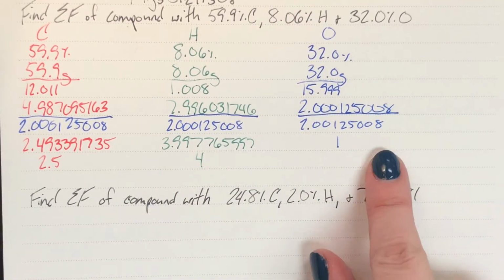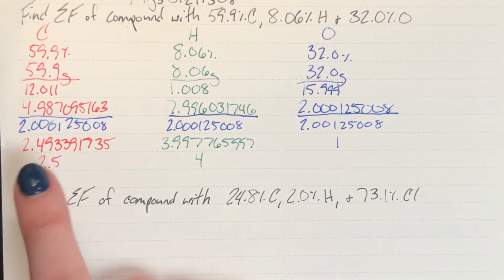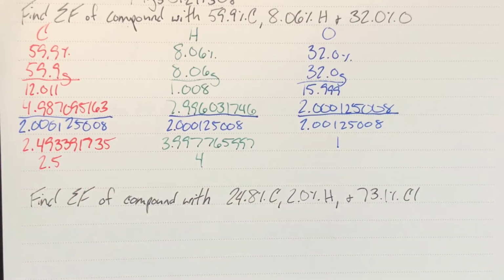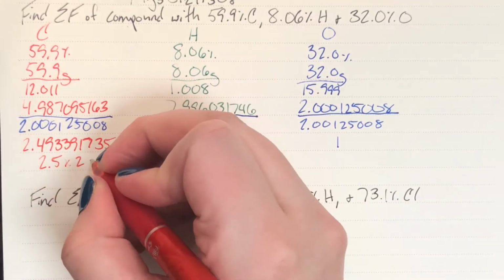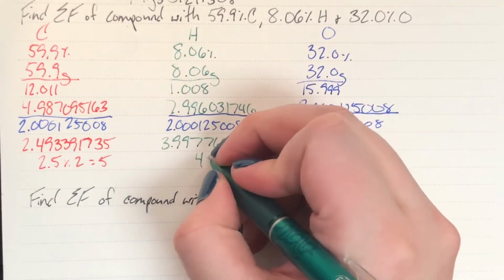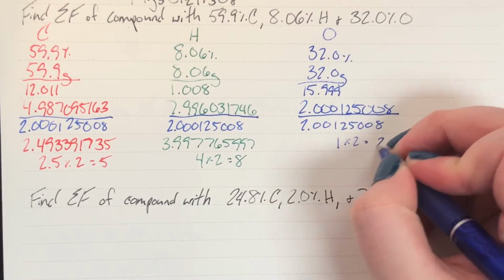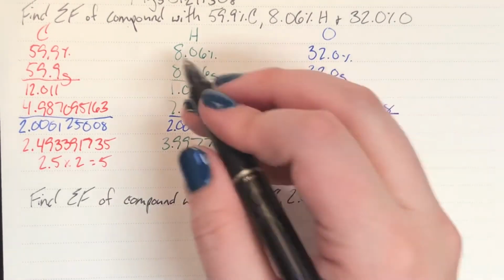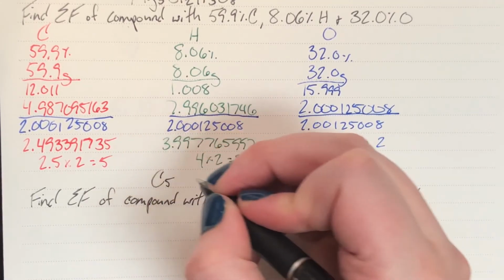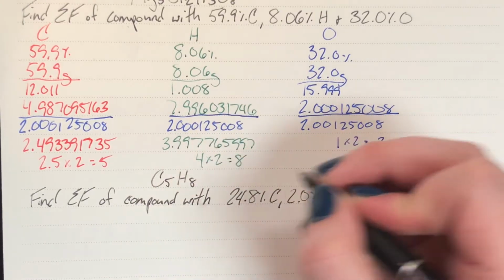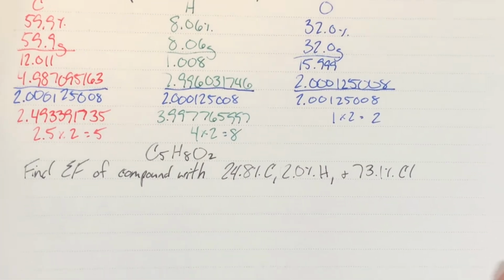So I do not have whole numbers here. I need to go ahead and multiply to a whole. My only non-whole number here is 2.5. 0.5 times 2 will give me a whole number, so I'm going to multiply everything by 2. And then I'll establish my actual formula. So again, in order, carbon has a subscript of 5, hydrogen has a subscript of 8, and oxygen is going to have a subscript of 2. And that will be it for that problem.